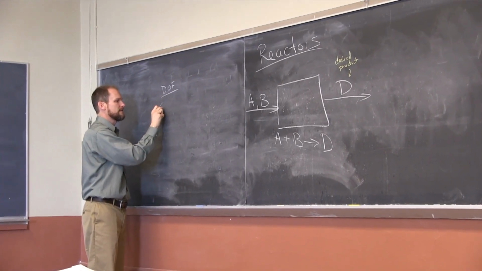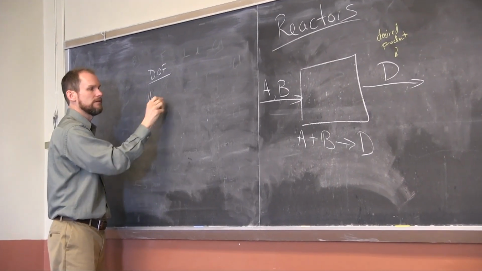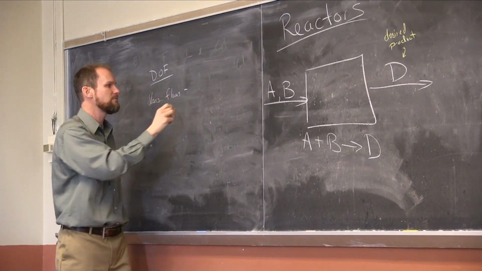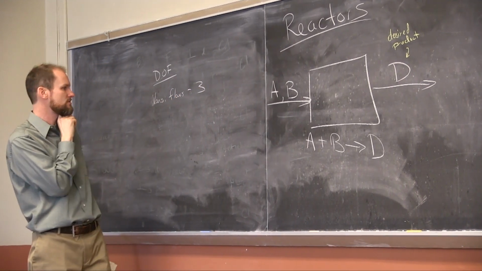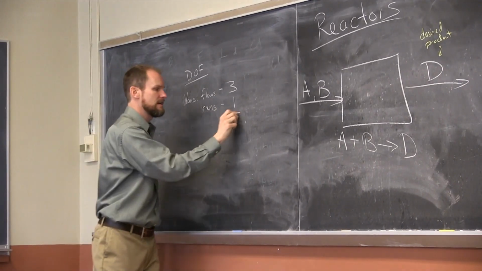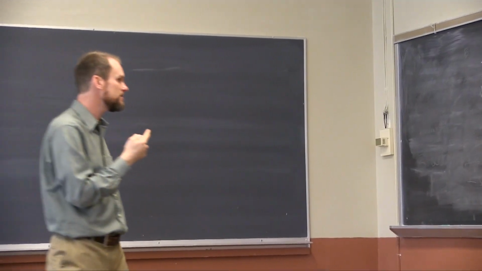And if we look at the variables, we have how many flows? I've got 2 flows in and 1 flow out, which is 3 flows. I've got 1 reaction, so I'd have 4 variables in this problem: 3 flow rates and 1 extent of reaction.